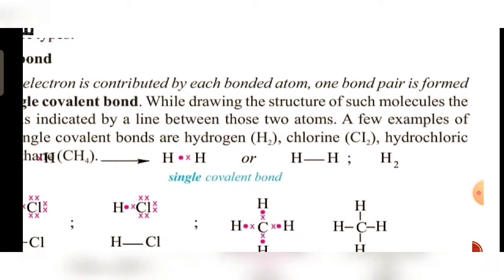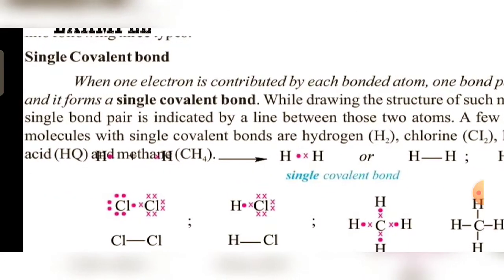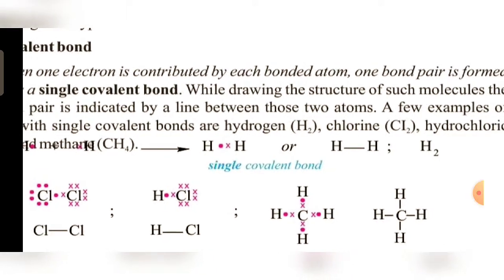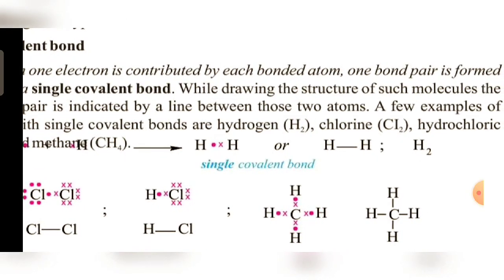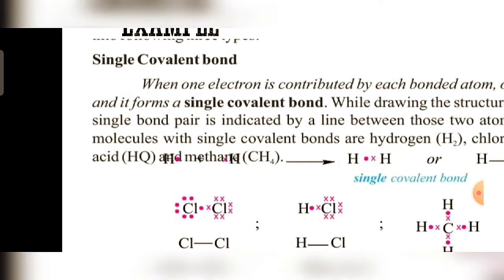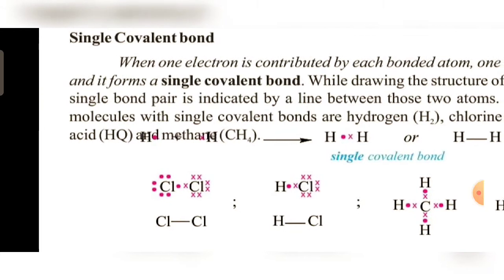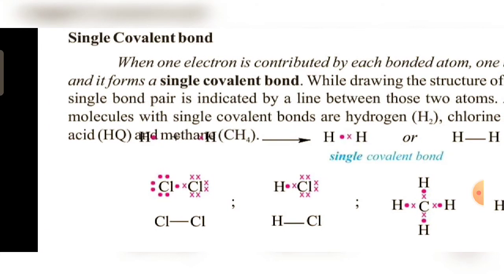So when they share one electron, there will be formation of one bond pair. They are forming one bond pair, and the single covalent bond is represented by a single line. And you can also see that chlorine and chlorine, both require one electron to complete their octet. That's why they will share one bond pair of electrons and it will form a Cl2 molecule.